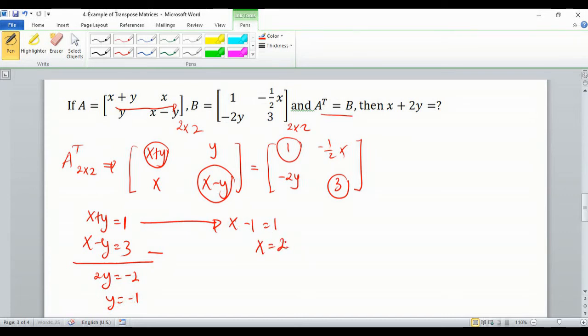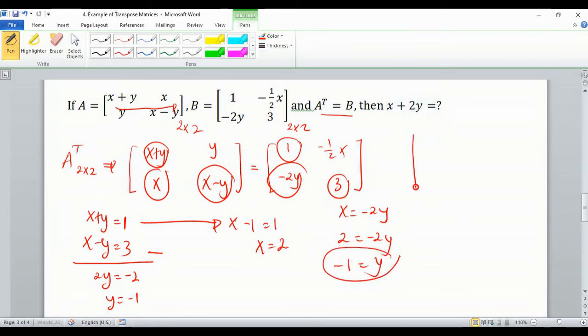So let us prove that. This one told us x equals minus 2y. So we have x is 2, right? And then minus 2y, so y is equal to minus 1. So this is proven, right?